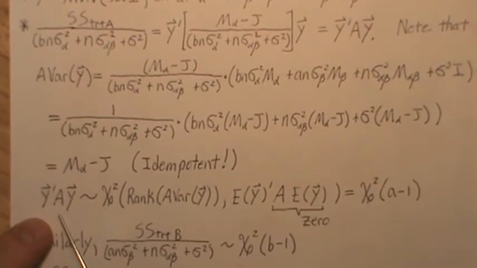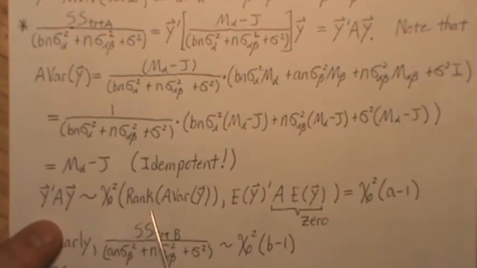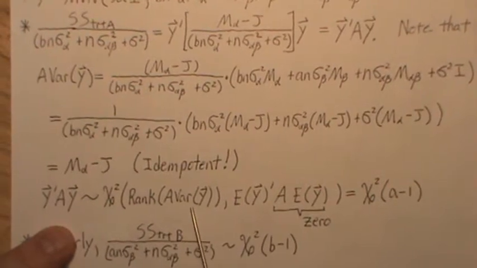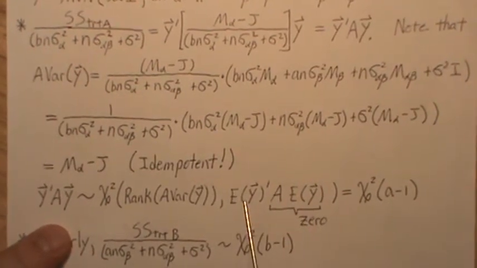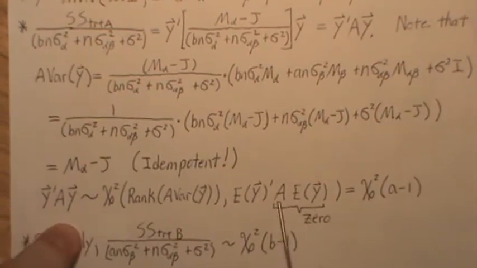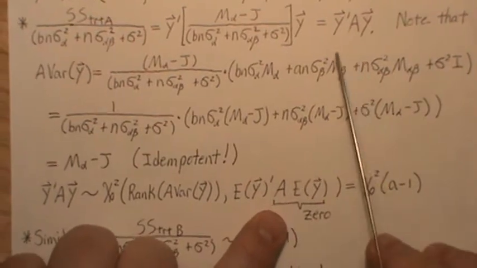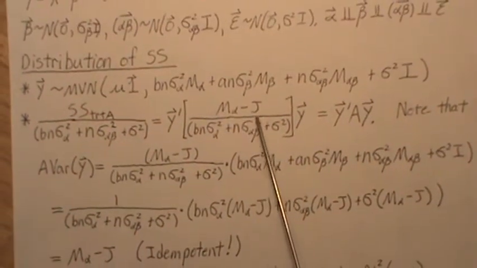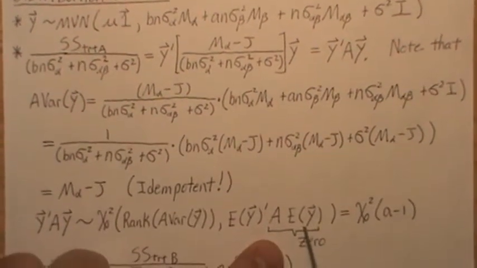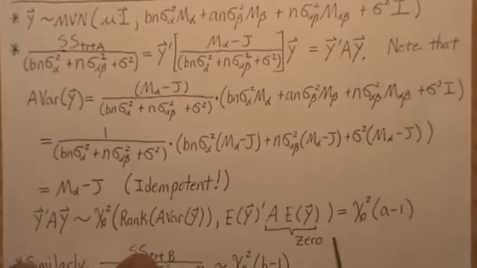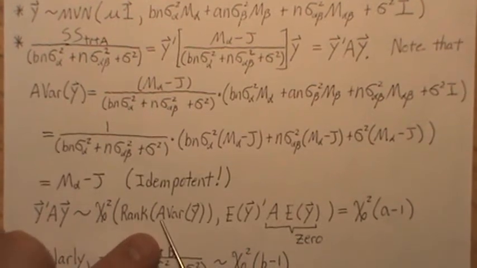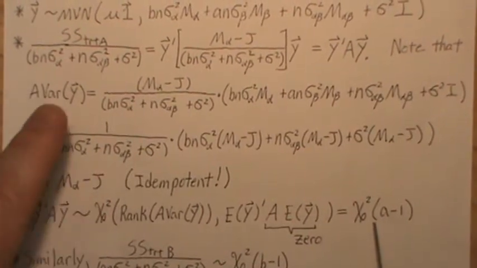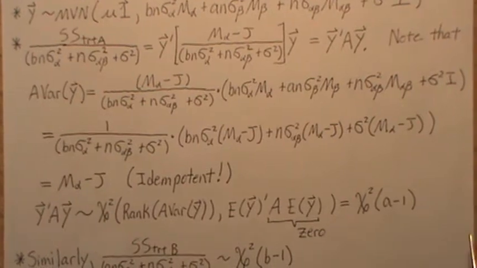And so Y transpose A Y is a non-central chi-squared with degrees of freedom the rank of A times the variance of Y, and then the non-centrality is the mean of Y transpose times A times the mean of Y. But A is M alpha minus J, and this is the 1 vector, and this projects orthogonally onto the 1 vector. Since this is the 1 vector, A times it is 0, so that's 0. So it ends up being a central chi-squared, and the rank of A times the variance of Y is the trace of M alpha minus J, which is A minus 1. So this has a central chi-squared distribution with A minus 1 degrees of freedom.